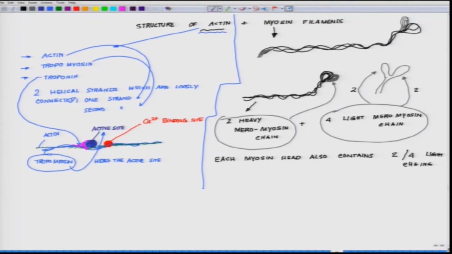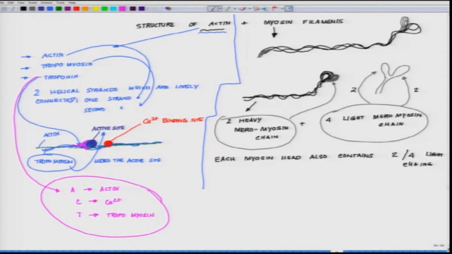So, the troponin molecule is attached to the tropomyosin molecule, and it has 3 binding sites. It has troponin A, which has affinity for actin, it binds to the actin. Then you have troponin C, which has affinity for calcium ion, this binds to the calcium ion. And troponin T, which binds to the tropomyosin. Okay. So, now tropomyosin adheres to the troponin molecule.